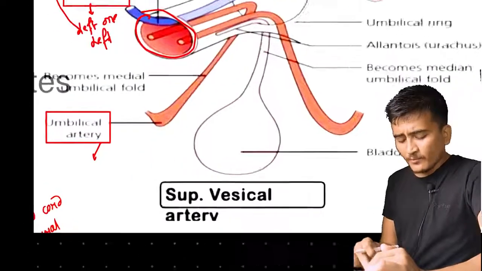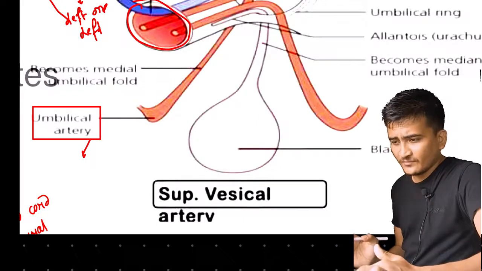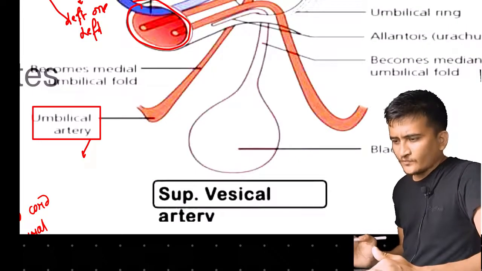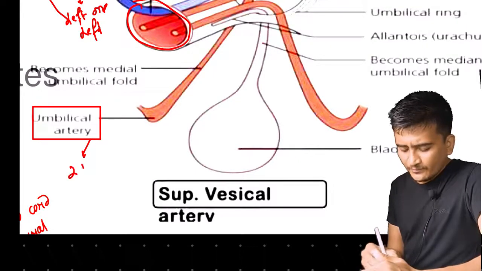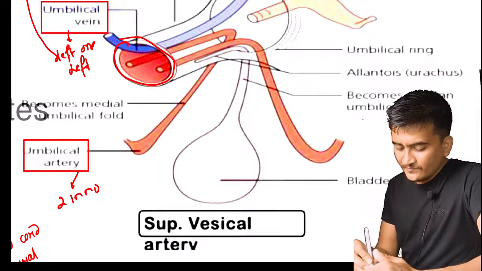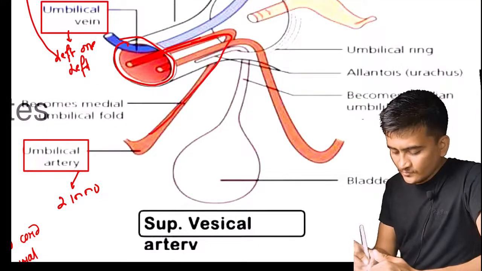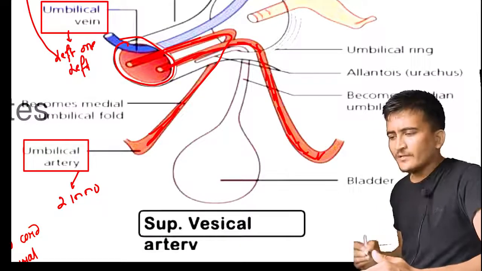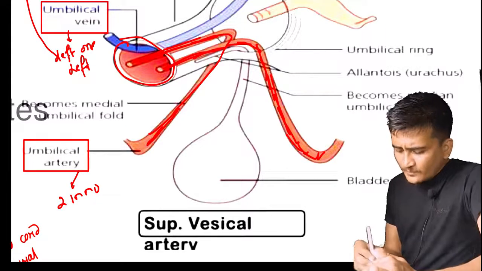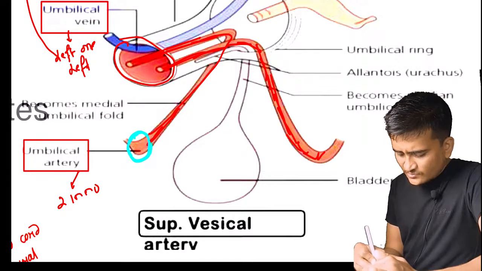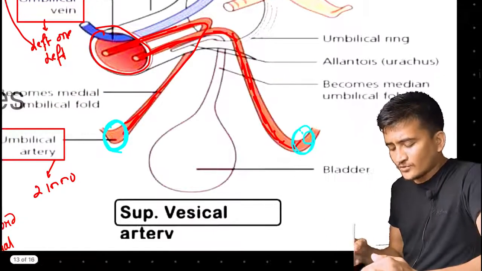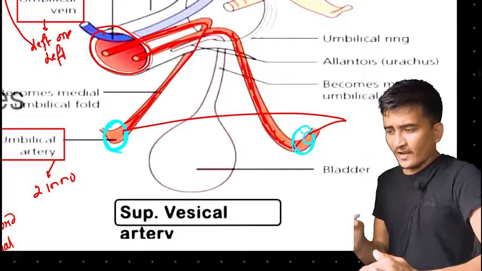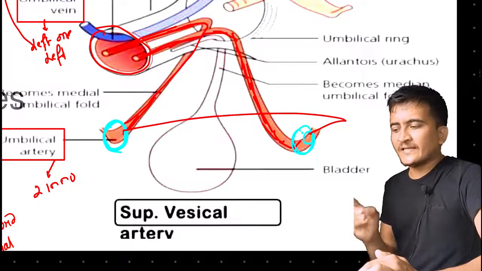Now let us talk about the umbilical artery. There are two in number, as you can see right here. These are the umbilical arteries, right? As we focus on these umbilical arteries, what we'll see is that the proximal part of the umbilical artery will still be persisting in the adult, right?